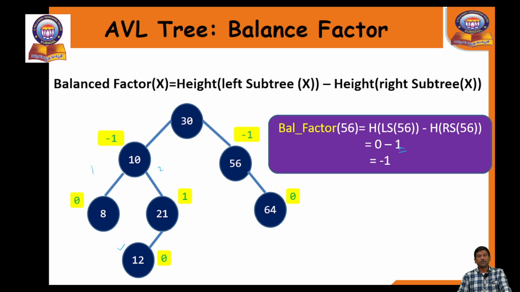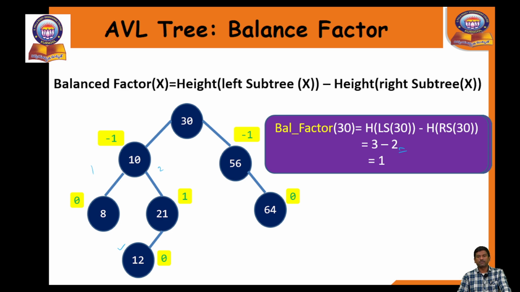And coming to node 30, what is the height of the left subtree? That is 1, 2, 3. That is node 10, node 21 and similarly node 12. So the height of the left subtree is equal to 3.